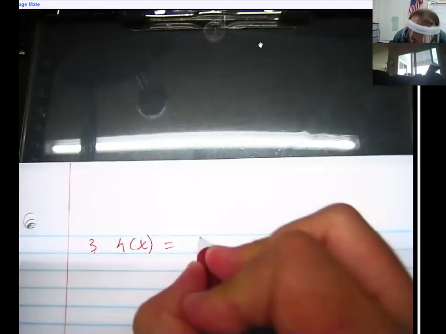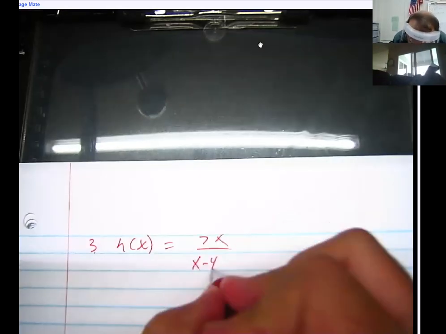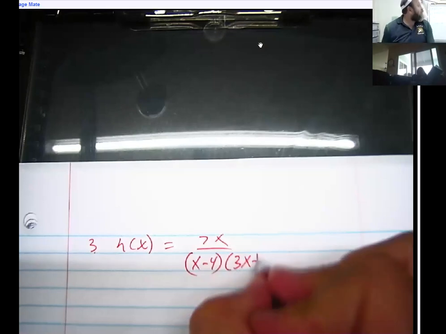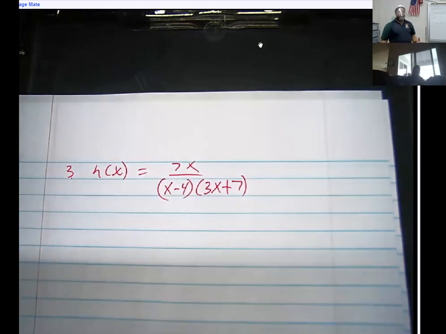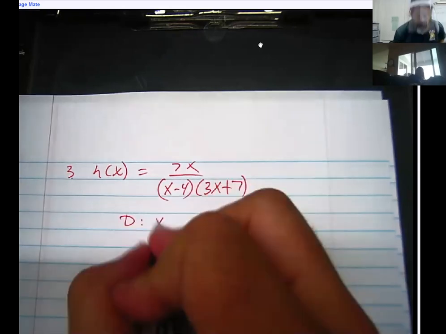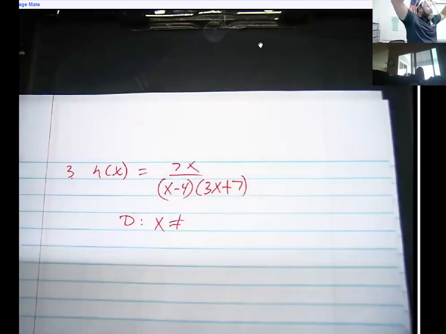So can you guys answer then a similar problem to that right here? Your h of x is going to be 7x over (x minus 4)(3x plus 7). So what would be the domain of that rational equation? What can I allow x to be? Very simple. What are the bad things that happen?